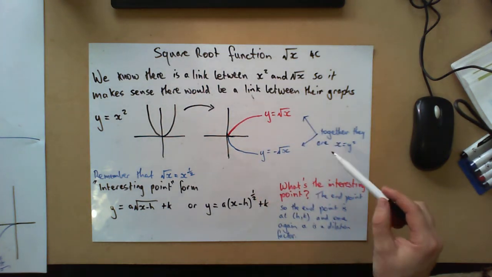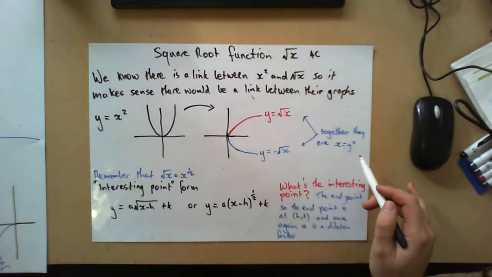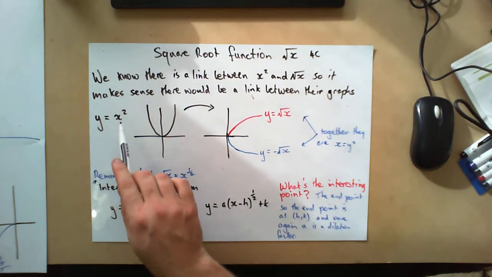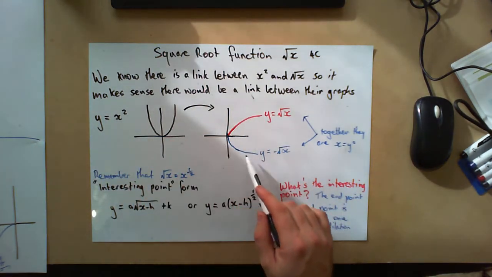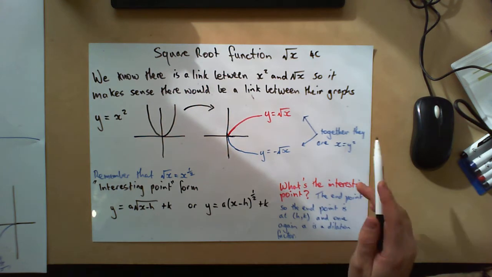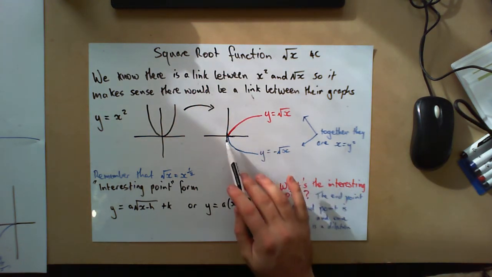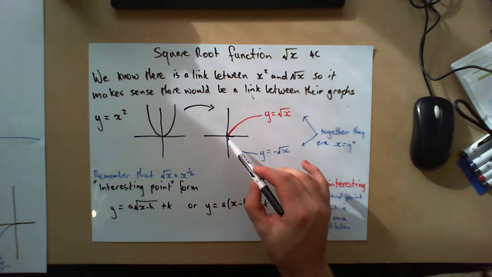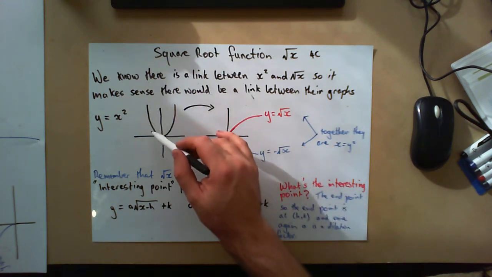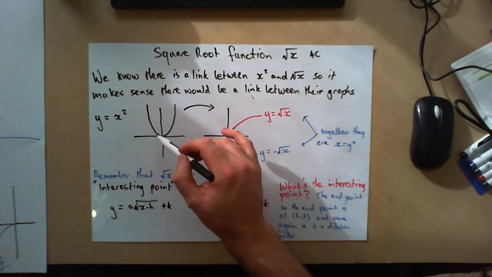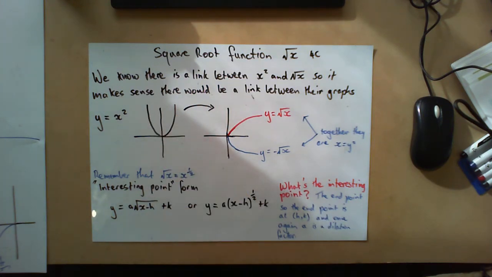If we put those together, they're actually x equals y squared, whereas this one is y equals x squared. This full one here is actually x equals y squared, so we're just looking at this part of the graph. This half is half of that quadratic, or parabolic, shape. Remember that square root of x is the same as x to the power half. We need to remember that. That's going to be really important.